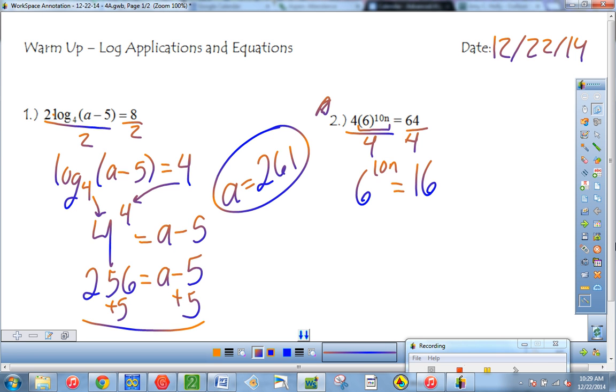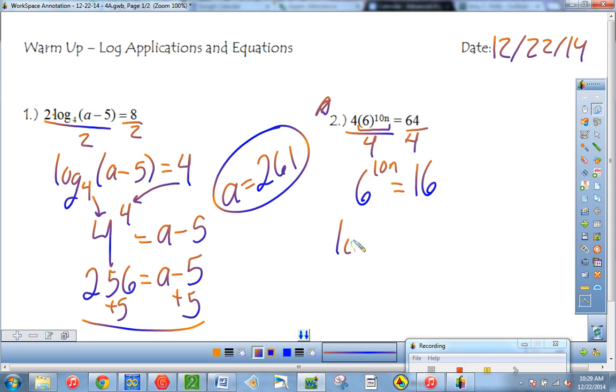You don't need the parentheses, no. If it was a negative number, it's more important. You can keep them if you want to. It won't affect you. So we're solving for n. In this one, the n is trapped inside that exponent. Change it into a logarithm.